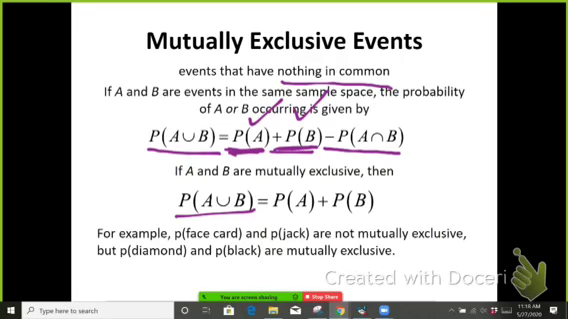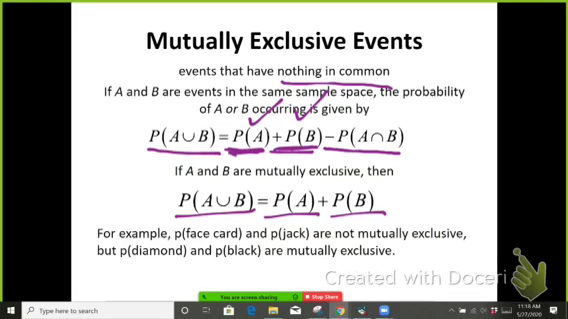All right, but if they are mutually exclusive, like let's say we're rolling a die, rolling a 2 and rolling a 3 are mutually exclusive. They can't occur together. It's either one or the other. So the probability of rolling a 2 or a 3 could just be the probability of rolling a 2 plus the probability of rolling a 3, because you can't possibly do them both.